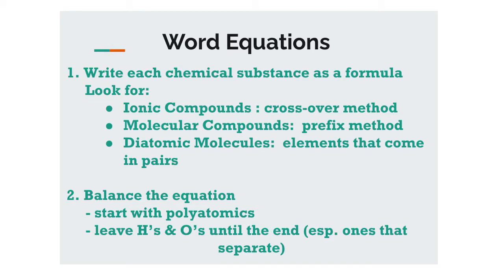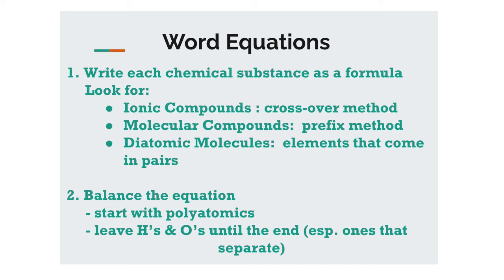For ionic compounds, we're going to make sure that we continue to use our crossover method. We're going to watch for polyatomic ions, and we're going to watch for any elements that may have more than one charge. For molecular compounds, we use the prefix method, and those prefixes are provided for you on your periodic table to make sure that we write those formulas correctly. Now, one thing that's new in this note is introducing you to what's called diatomic molecules. These are elements that come in pairs, and we'll talk about that more in a second.